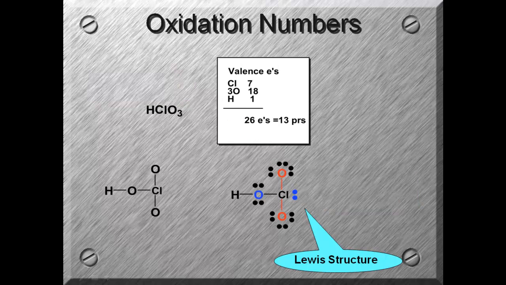Here we look at the Lewis structure using our valence electrons. So from each element, this is the valence electrons: 7 from chlorine, a total of 18 from oxygen and 1 from hydrogen. It's a total of 26, so half of that is 13 pairs. We make our skeleton. We fill in the terminal elements with the lone pairs and make sure that each element has 8 electrons around it, except for hydrogen, which is happy with 2.